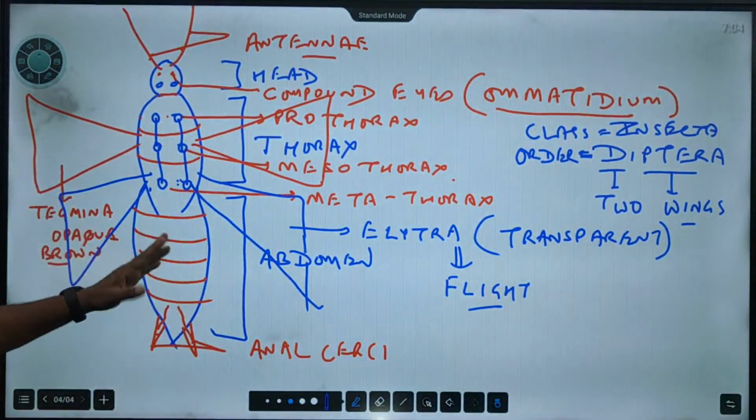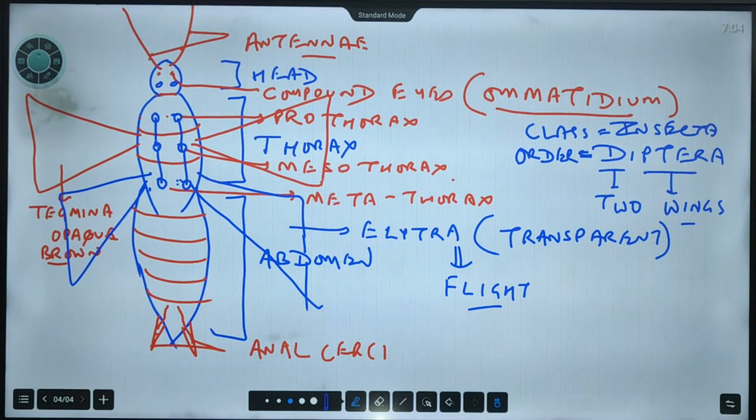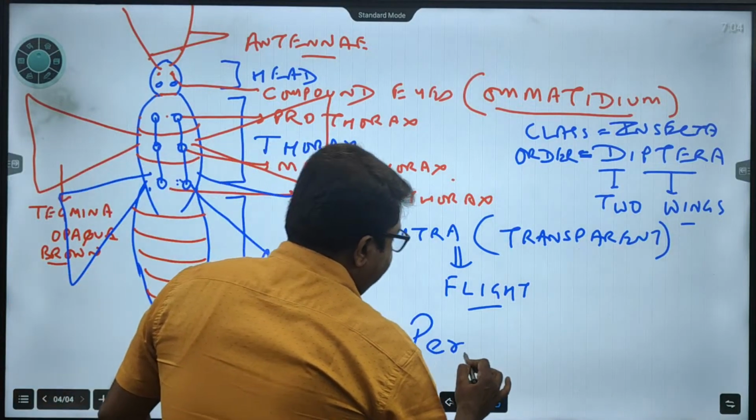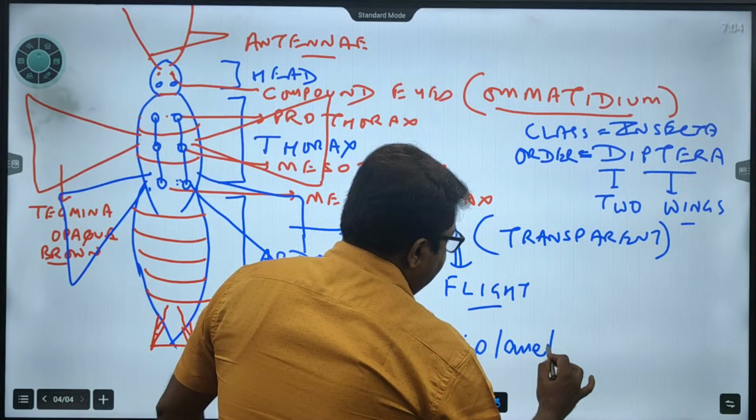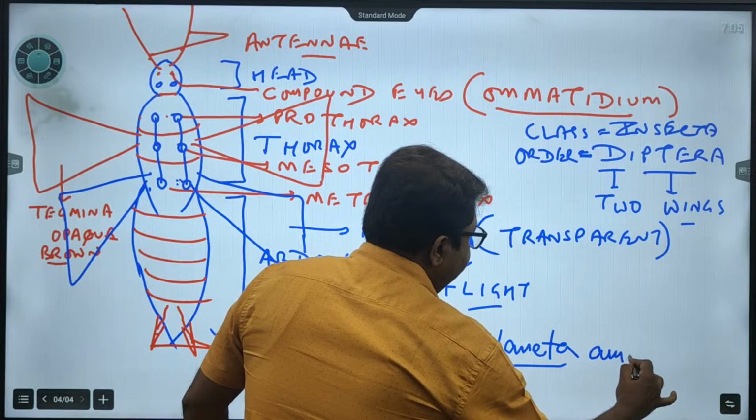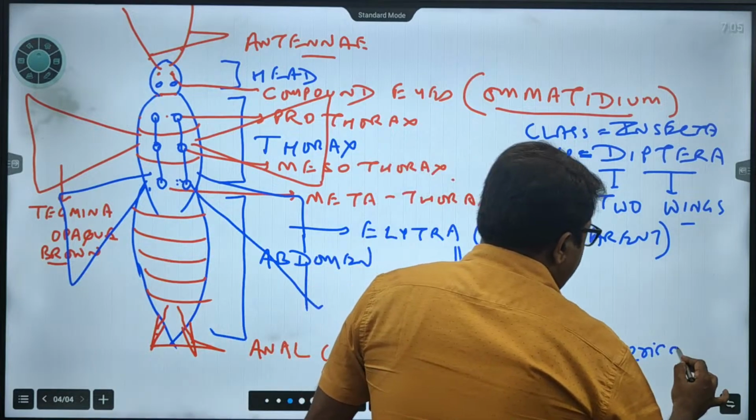Okay, so that is it. This is very, very important. So we have talked about Periplaneta americana. We can talk about many things. We can go on and on about this.